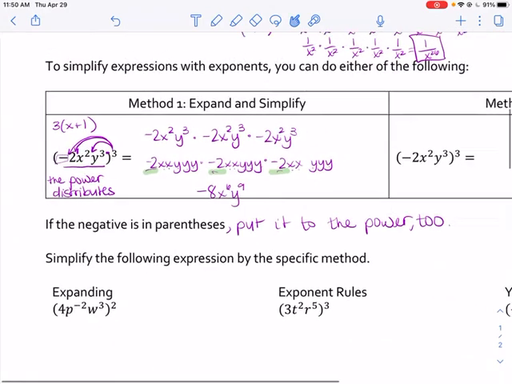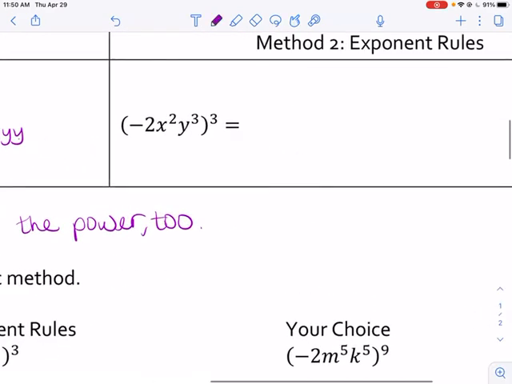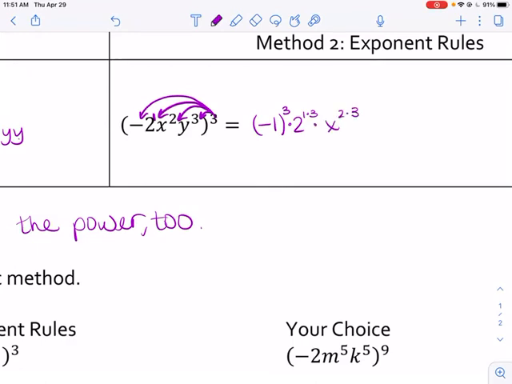Okay, now we're going to make our rule. I'm just going to distribute it. I'm going to write my 1 here. So 3 goes to the negative, 3 goes to the 1, 3 goes to the 2, and 3 goes to the 3. So this will be a negative. I'm actually going to write it out. That negative is like negative 1 times something. So negative 1 cubed, a negative times a negative times a negative, and then 2, so times 2 to the 1 times 3, okay, times x to the 2 times 3 times y to the 3 times 3.